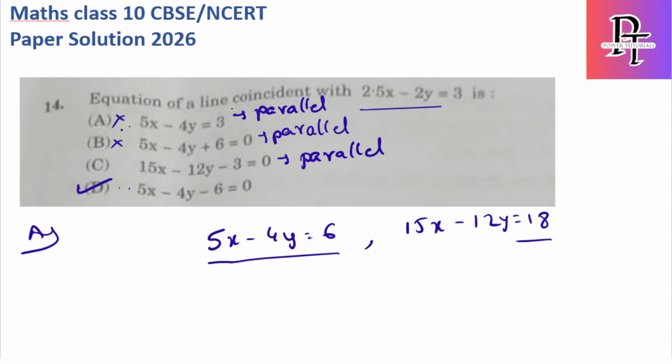Okay, so this one is saying all these three are parallel. What is the parallel condition? A1 by A2 should be equal to B1 by B2 and should not be equal to C1 by C2. Whereas for coincident, it should be equal to C1 by C2. That's the only difference between parallel and coincident. For coincident it is exactly equal, whereas for parallel it should not be equal to C1 by C2. And for coincident we have infinite solutions, whereas for parallel we have 0 solutions.